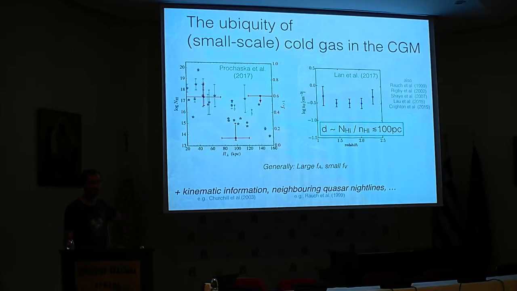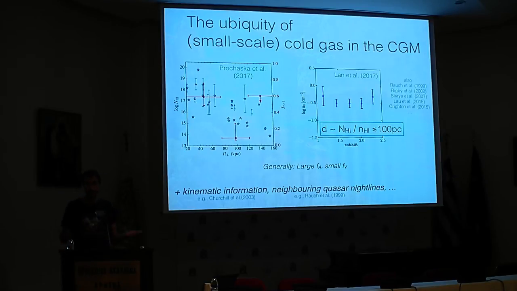You guys probably have all seen similar plots before. These are measurements of absorption lines of quasars, and you measure very large column densities quite far out, with large impact parameters. Basically, every sightline you look at, you see some neutral hydrogen. Then you can do some photoionization modeling and get a number density. This gives you a characteristic scale, and this scale in this study by Lam et al. is less than 100 parsec.